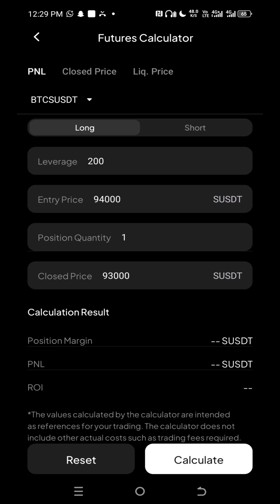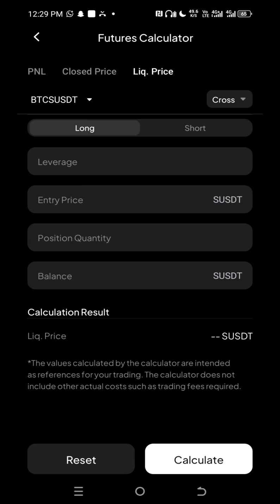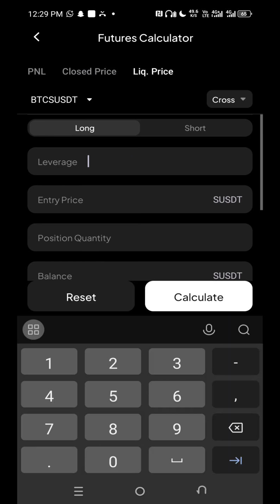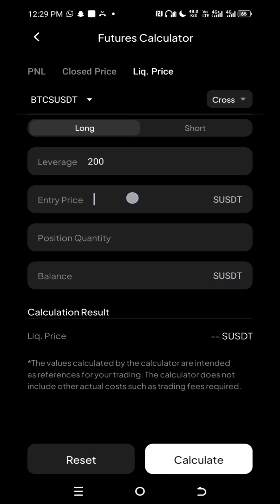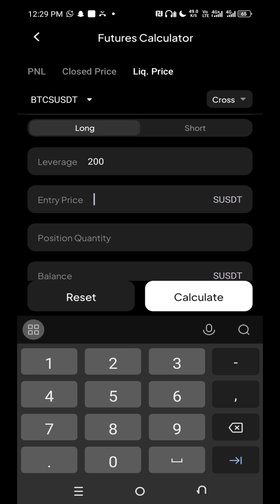If you are using isolated, you know, okay, this is up to 100%, or this is less than 100%. So you know how it works with isolated margin. So that is just it. You understand? It's just easy. Then this is the liquidation price. This is 200. This is entry price, 93,000.